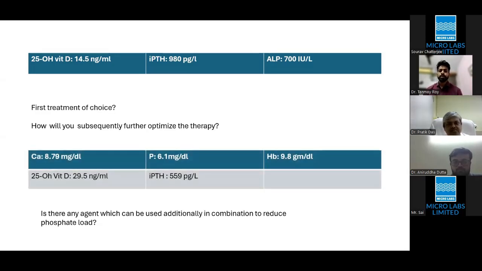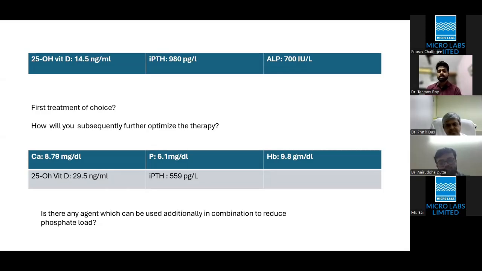So yes, last part you read. You have given this phosphate binder and this vitamin D supplementation to such a patient, and now this is the result. Calcium is 8.79, phosphorus 6.1, hemoglobin 9.8, 25 hydroxy vitamin D is 29.5, and iPTH is 559. So the phosphorus is still out of the range. It is recommended to bring it below 5.5.